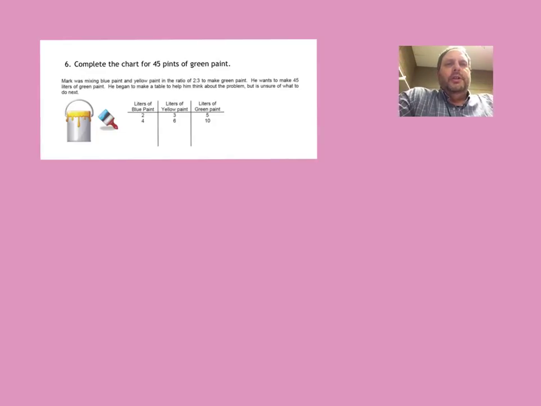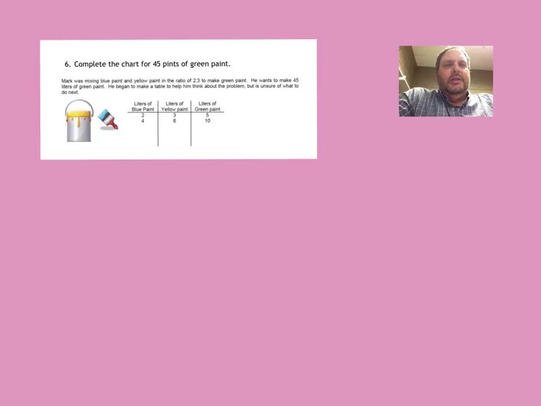All right, here we go. Let's read this problem. Complete the chart for 45 pints of green paint. Mark was mixing blue paint and yellow paint in the ratio of 2 to 3 to make green paint. He wants to make 45 liters of green paint. He began to make a table to help him think about the problem, but is unsure of what to do next.